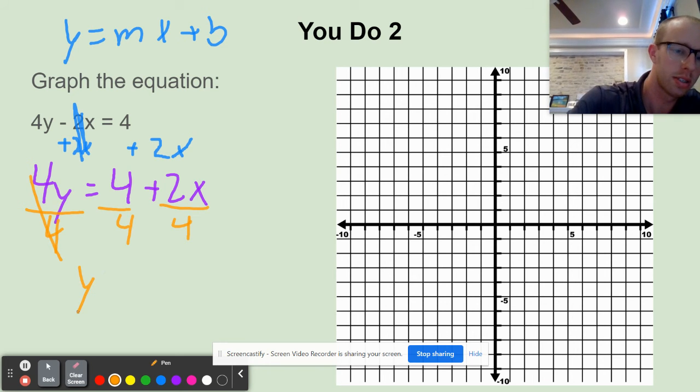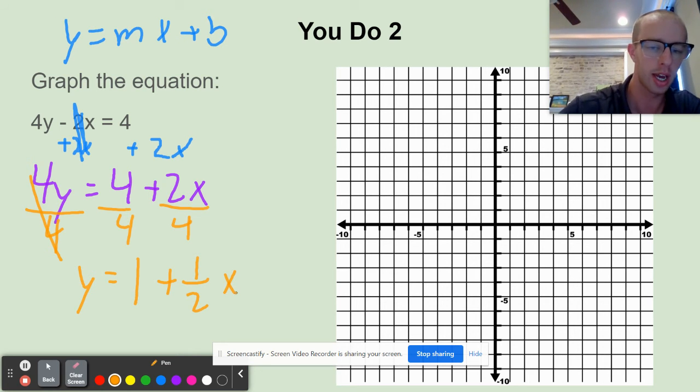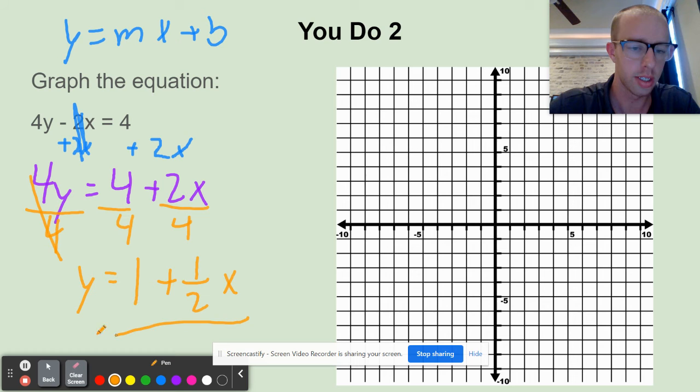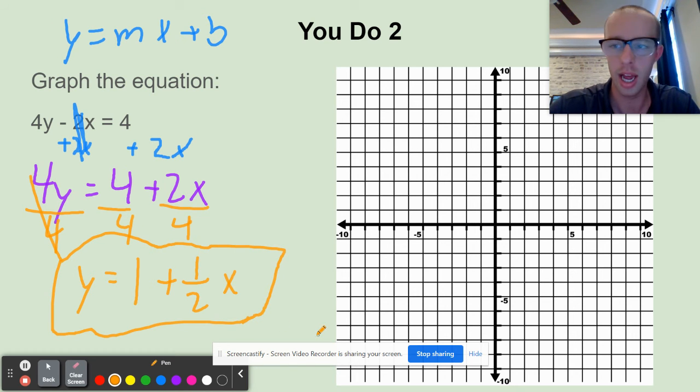These cancel. Get y equals 4 divided by 4 is 1. And 2 over 4 plus 2 over 4x. 2 over 4 simplifies to 1/2 x. All right. So now I have y equals 1 plus 1/2 x.